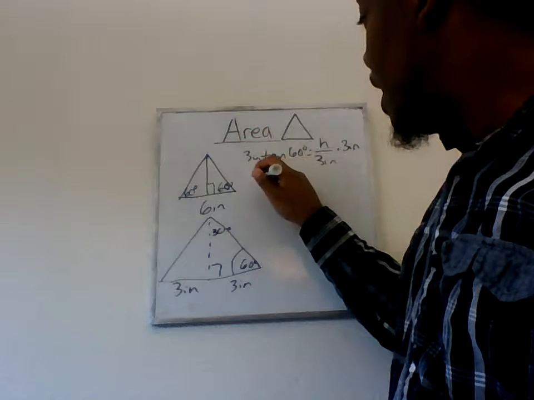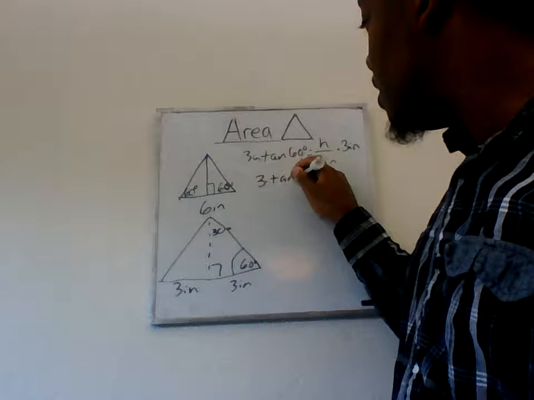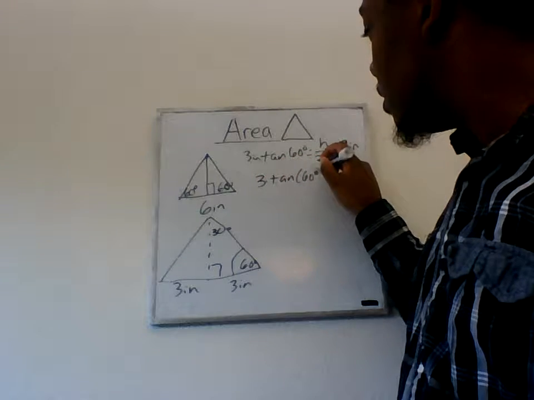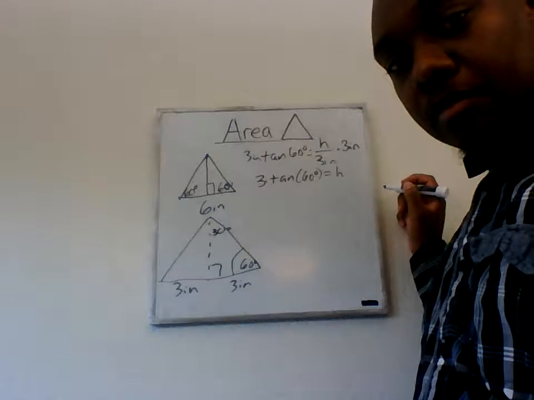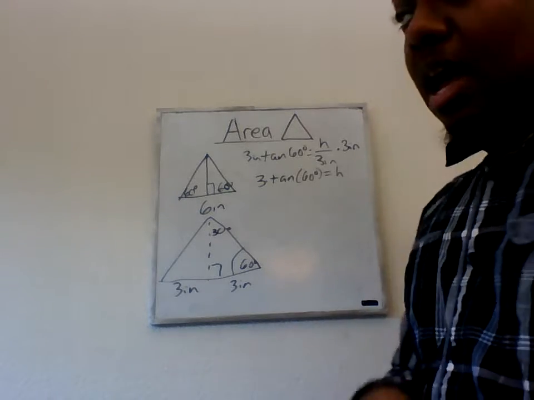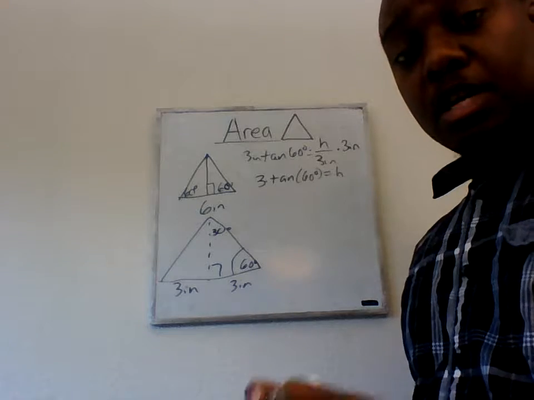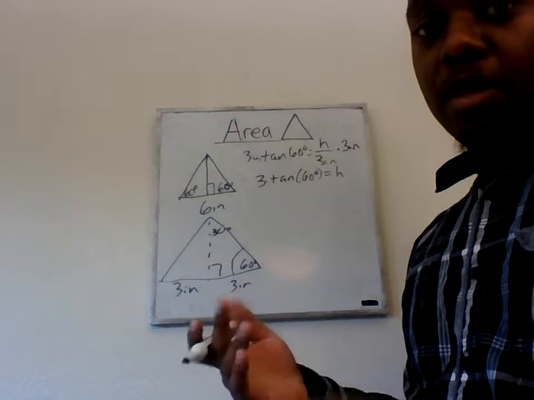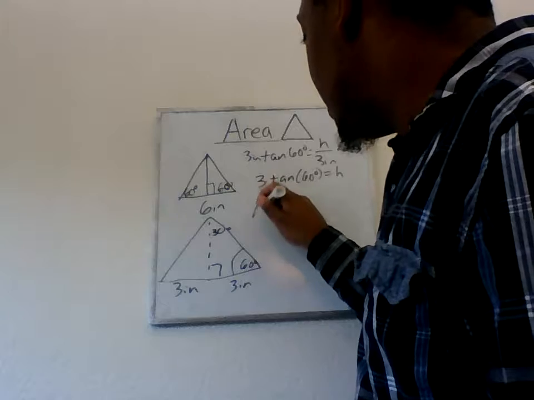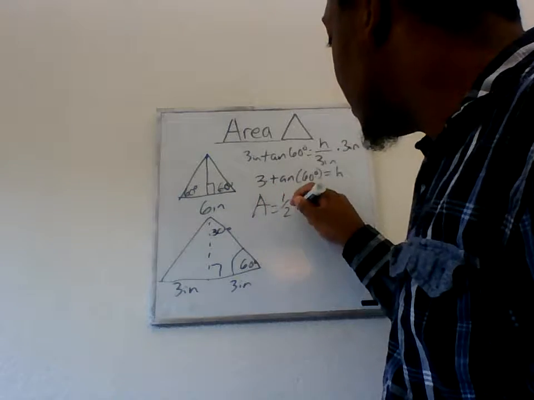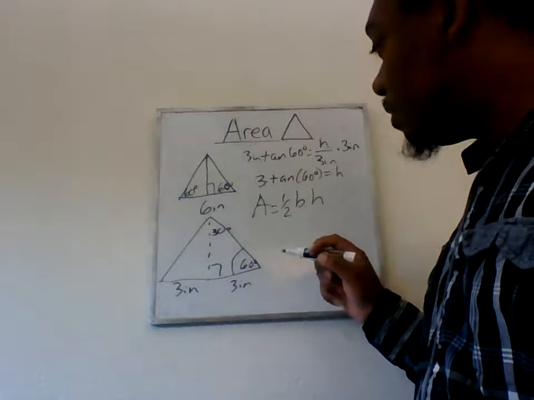And so then I know that 3 times the tan of 60 is my h. All right, great. Now I could approximate that. I tend to wait to the end of the problem to approximate it because what are we actually looking for here? We're looking for the area. So we know area is equal to 1/2 the base times the height for a triangle.